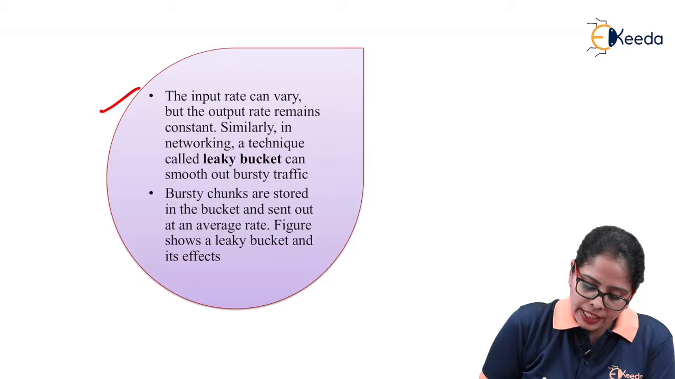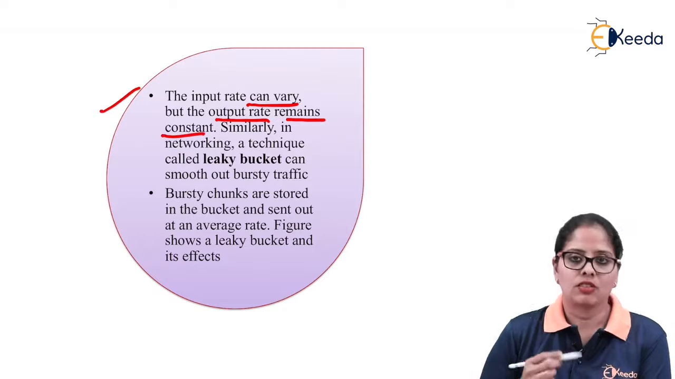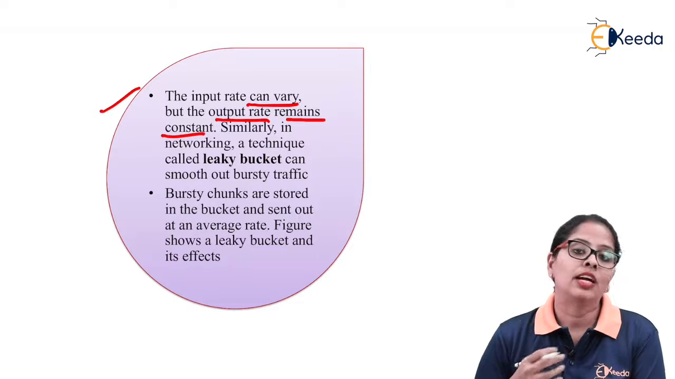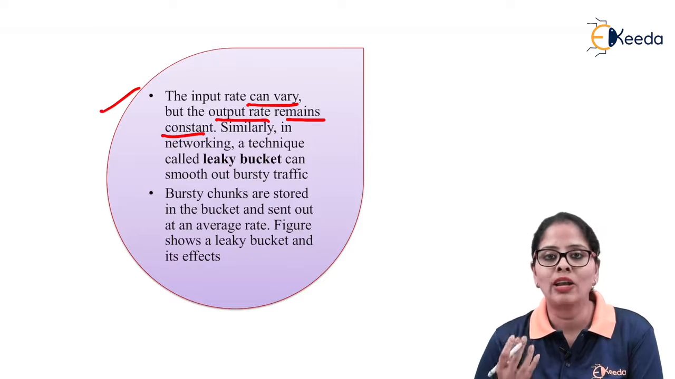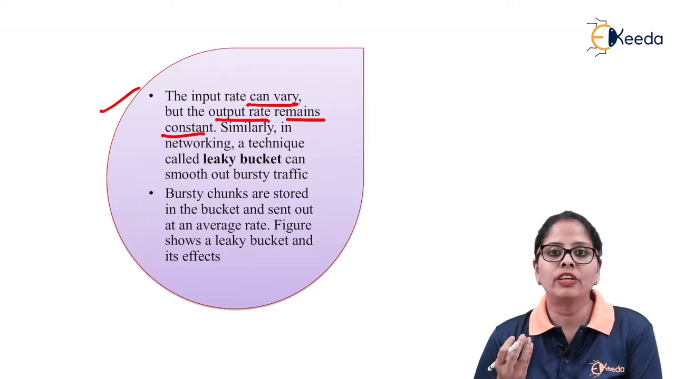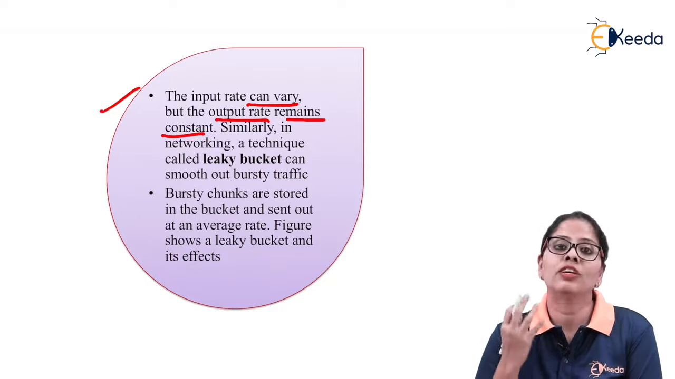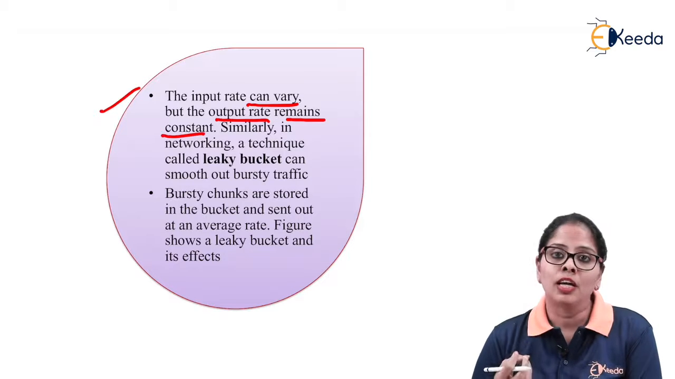The input rate can vary, but the output rate will remain constant. Just now we discussed the incoming rate of the water. It does not affect the outgoing rate, because there is a small hole and the water will leak from that hole. That speed will be constant. It will not depend upon how much water is coming from the input port.